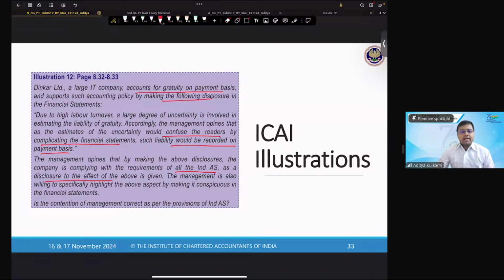मतलब वो visible करेगा, bold करेगा, underline करेगा, maybe उसको highlight करेगा, so that attention is drawn. Is the contention of management correct as per provisions of Ind AS? बोलो. No, sir. Not at all. Disclosure is not a remedy for non-compliance. In extremely rare circumstances, you are permitted to depart. But this is not an extremely rare circumstance. Just because you are in an industry where attrition is very high, that does not absolve you from the fact that you have to accrue a gratuity or a leave encashment provision as the case may be. Are you able to understand? Yes, sir. Therefore, the contention of the company is not right.